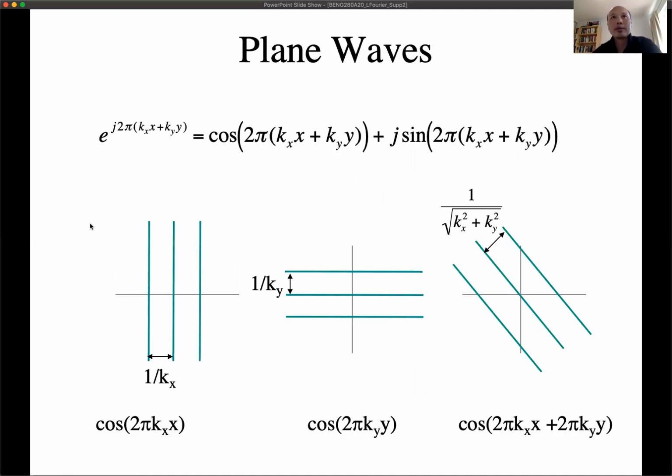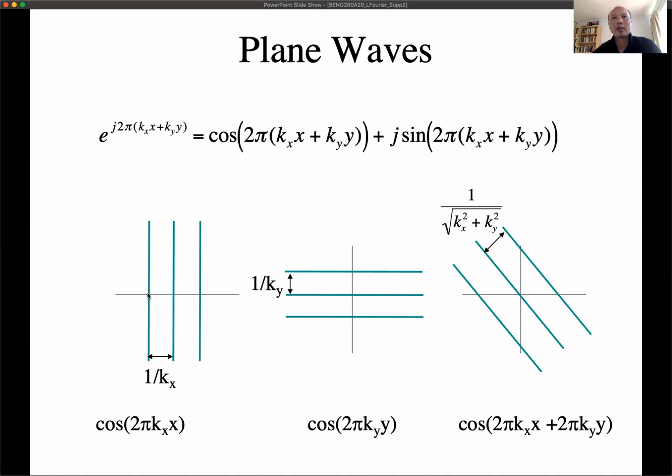Okay, so let's take a little look at what this means. If I have e to the j 2 pi (kx x plus ky y), then I can split this into cosine 2 pi (kx x plus ky y) plus j sine 2 pi (kx x plus ky y). Let's look at the case where ky equals 0. So we can ignore that term, and we're just going to end up with cosine 2 pi kx x. Now, this is still a two-dimensional function, but it only depends on x. So if this is the x-axis here, it's the same value for all values of y, but it varies along the x direction with this cosine.